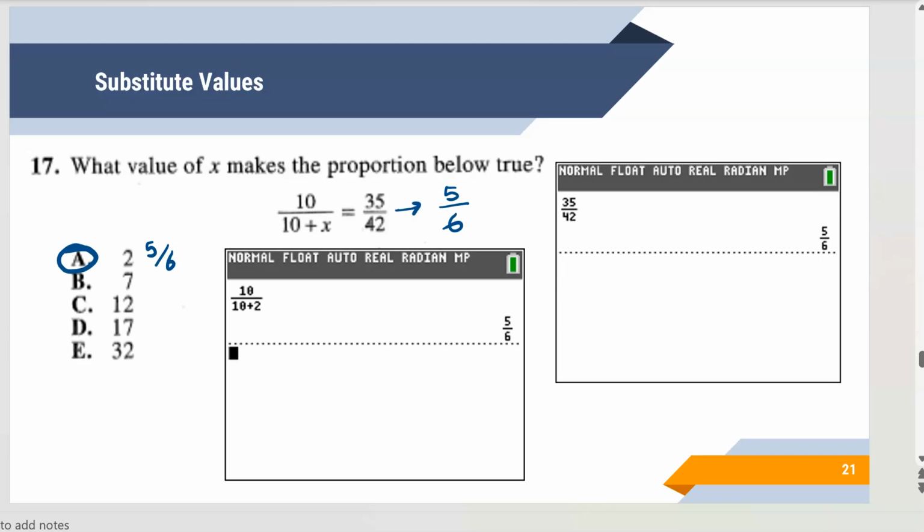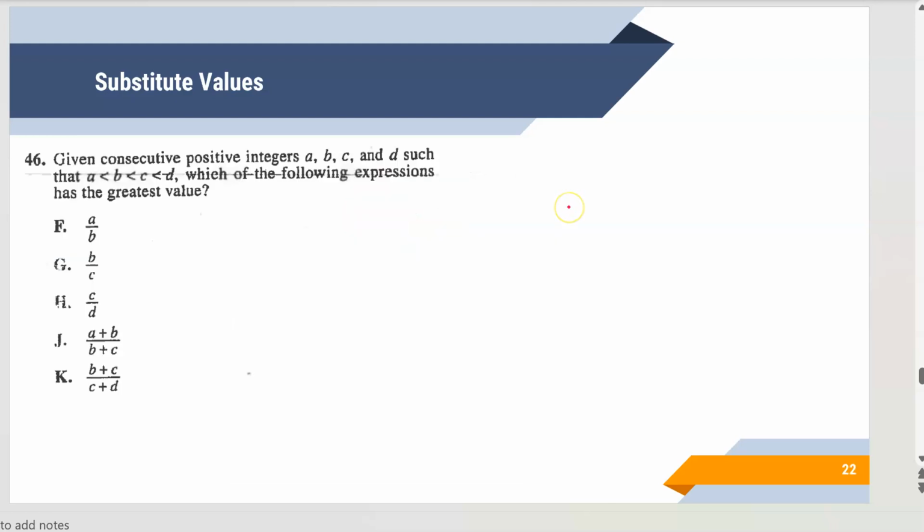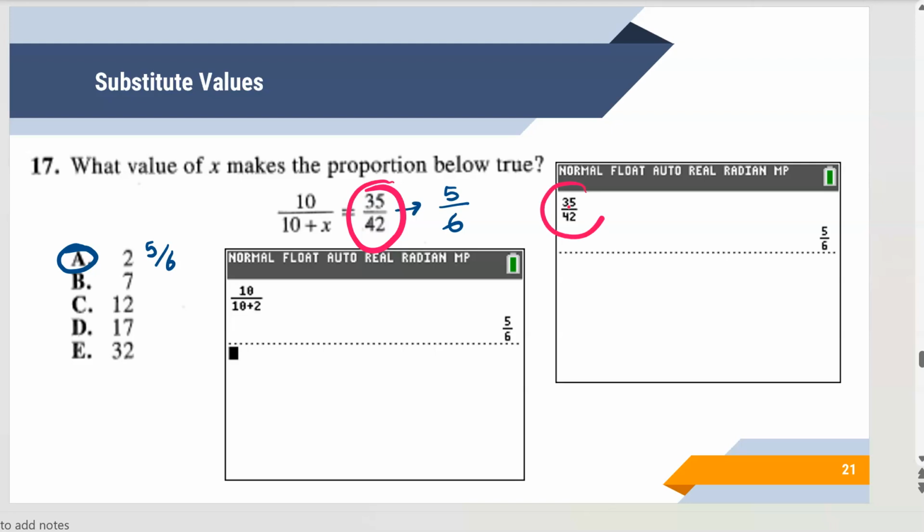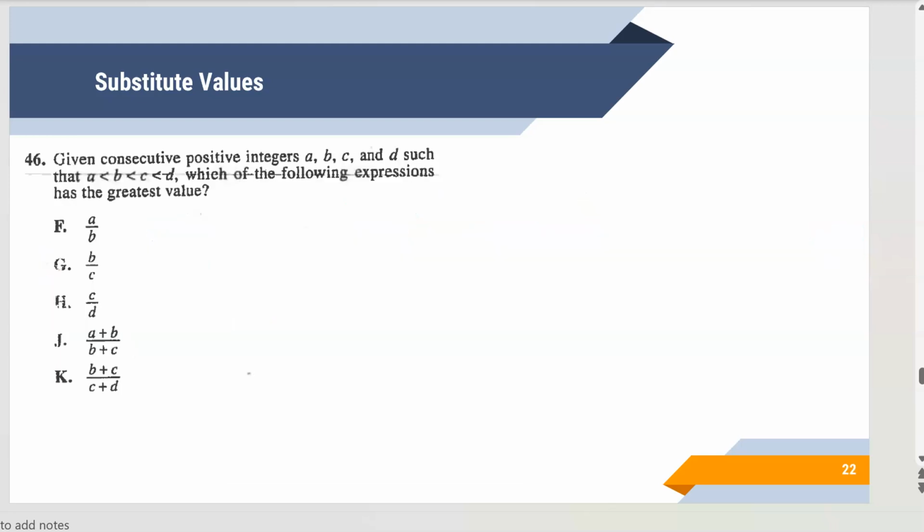Okay, so for this one, we've got our fraction on the right-hand side, and I'm like, okay, what does that reduce to? I use my calculator here, and it reduced it to 5/6. And then what I did was I started plugging these numbers in for the x, and the first one I chose was a 2, and the 2 also gave us 5/6, so the answer is 5/6. Last one.